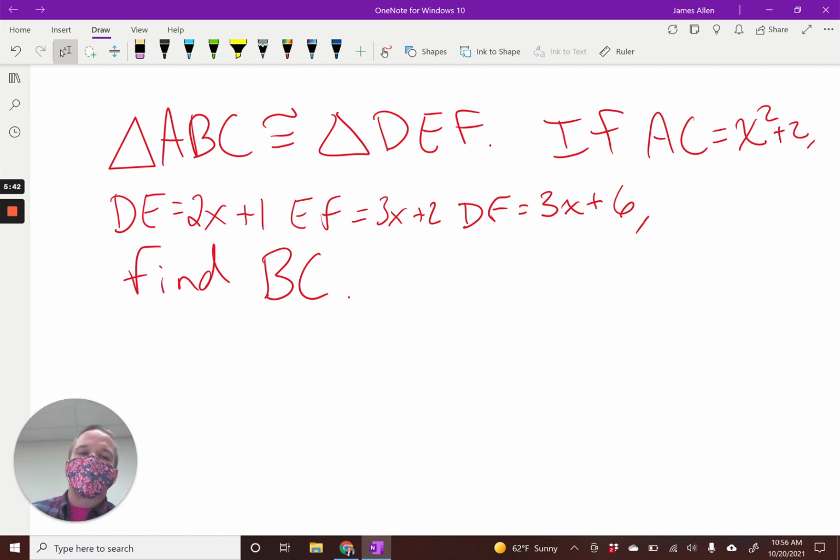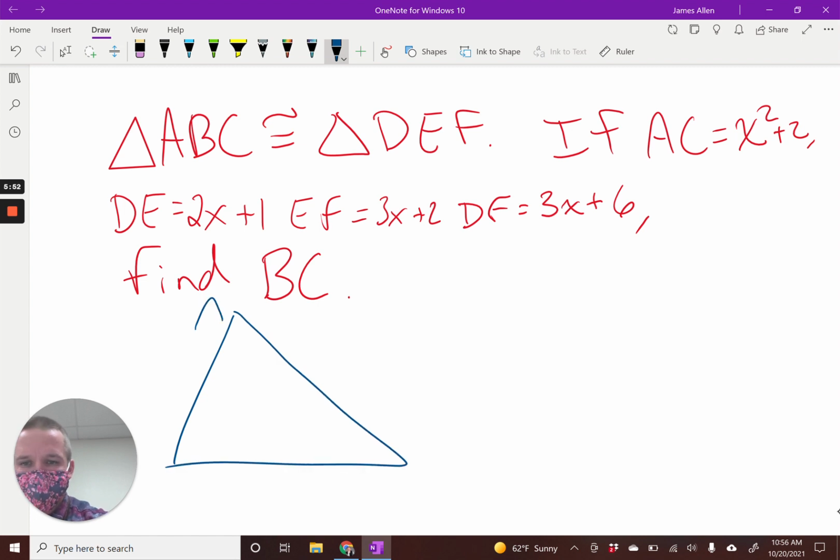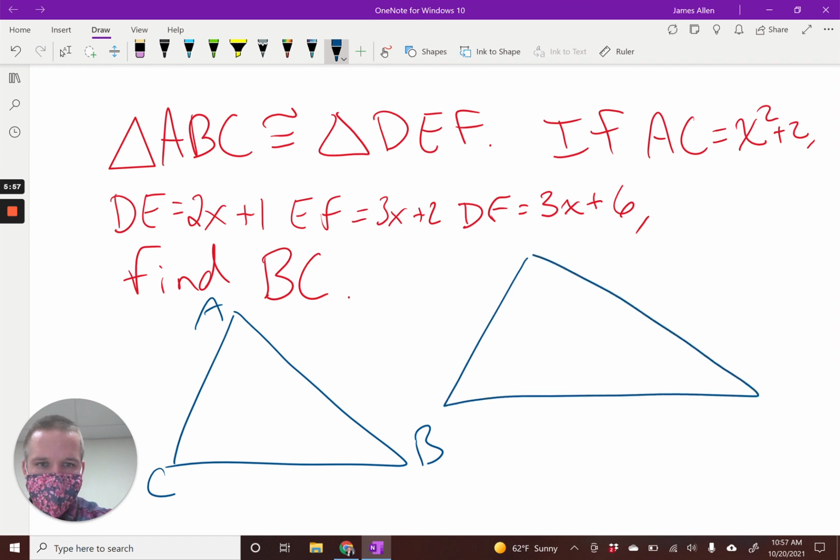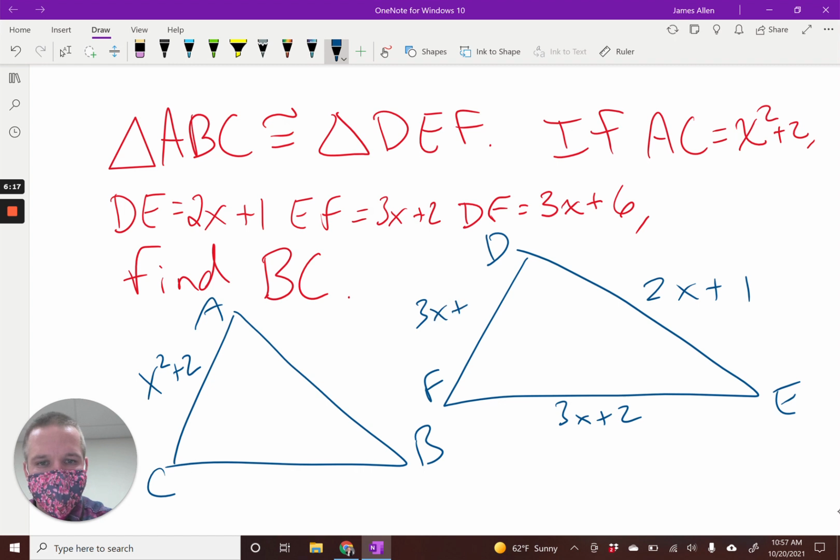Triangle ABC is congruent to triangle DEF. And then I've got some information about all these segments. That's a lot to organize here. And I want to find BC. I'm going to draw a picture, okay? Okay. So these two triangles are congruent. I drew them in the same orientation. AC is x squared plus 2. DE is 2x plus 1. EF is 3x plus 2, and DF is 3x plus 6.